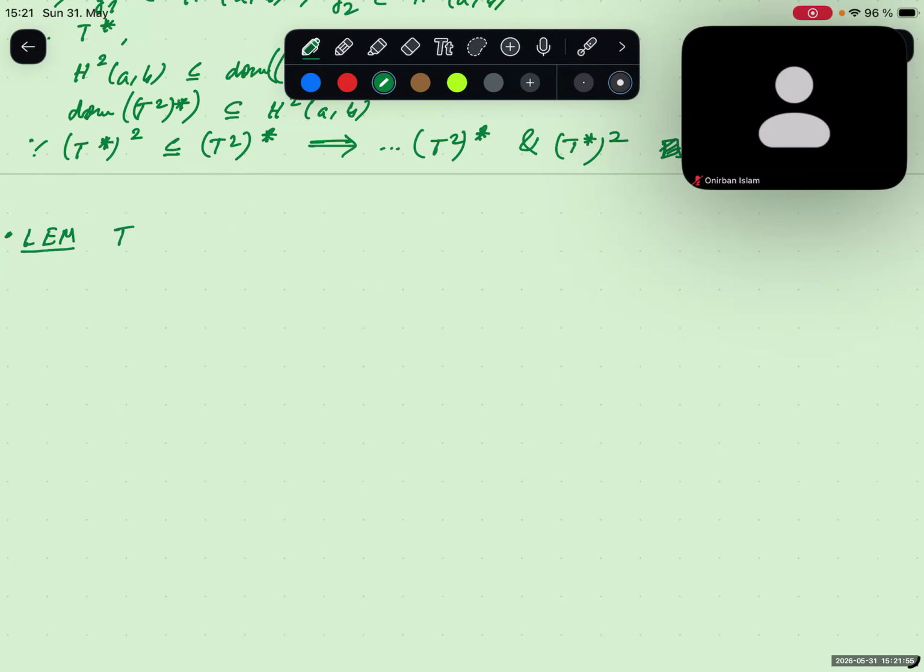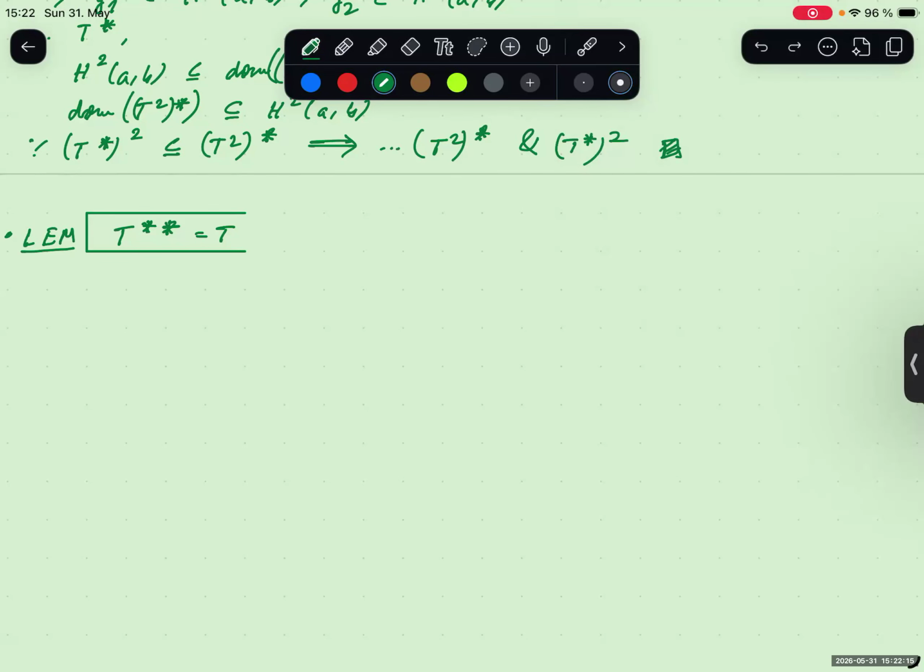So now we want to show T star equals T. What this basically shows is that the operator, the first derivative, is a closed operator. So that means T is closed.